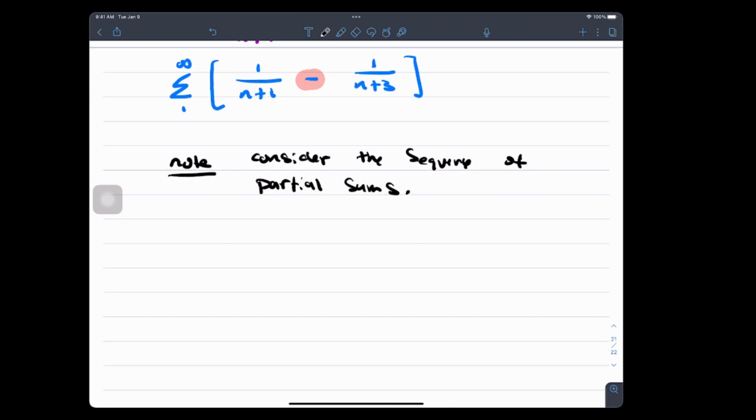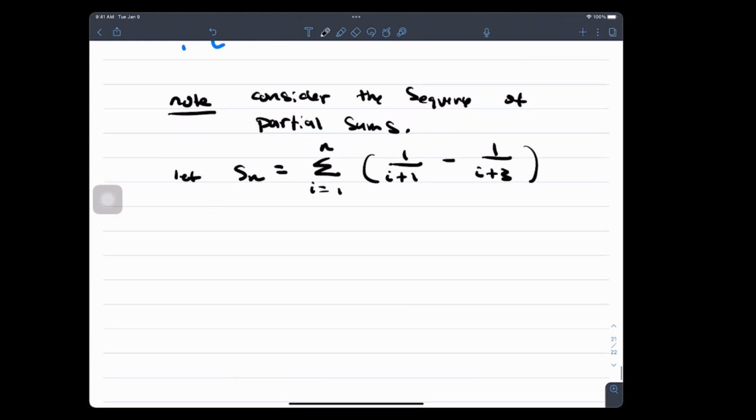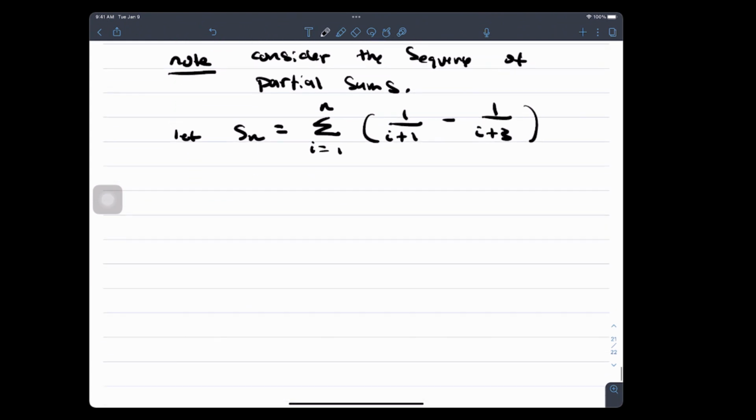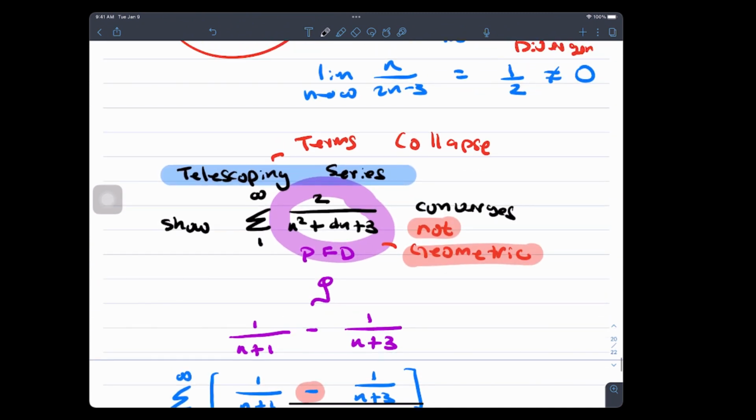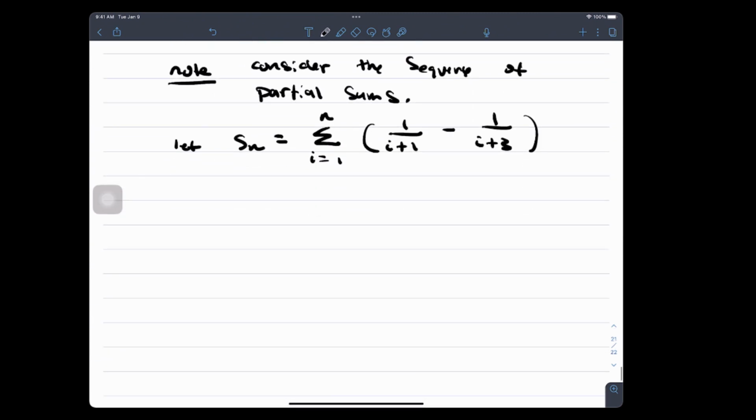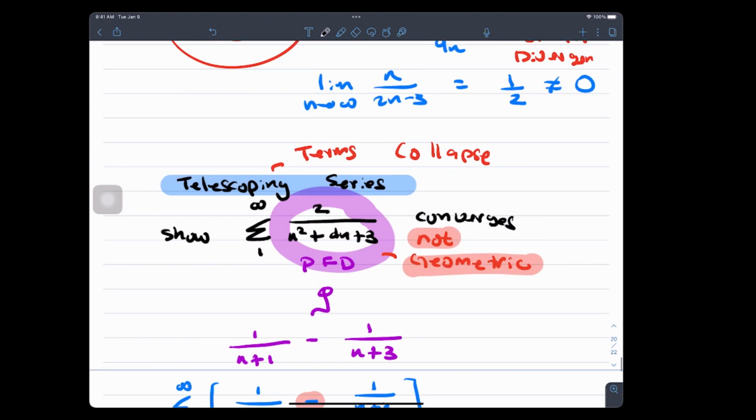All right, so maybe we'll let Sn be the summation of i goes from 1 to n, 1 over i plus 1 minus 1 over i plus 3 here. Okay? So we're going to see the terms now. So this is what we have to consider here because it's not geometric. Okay? They want us to show that this thing converges.